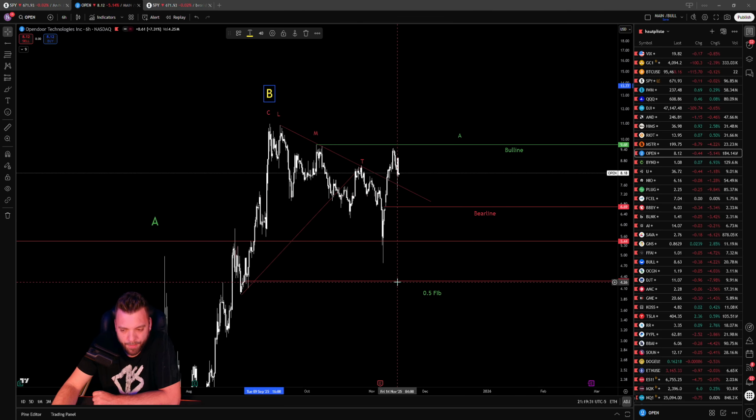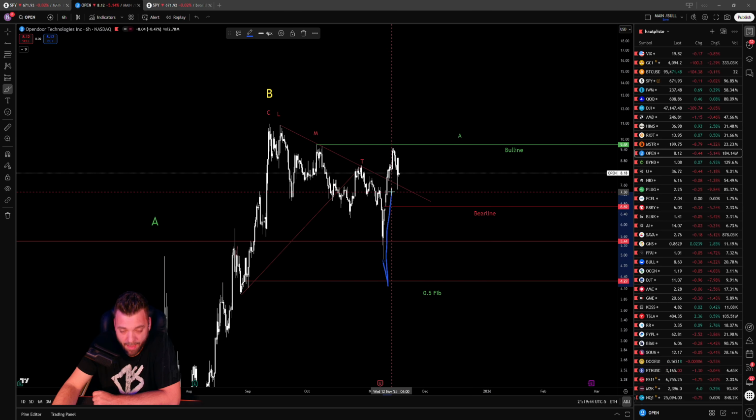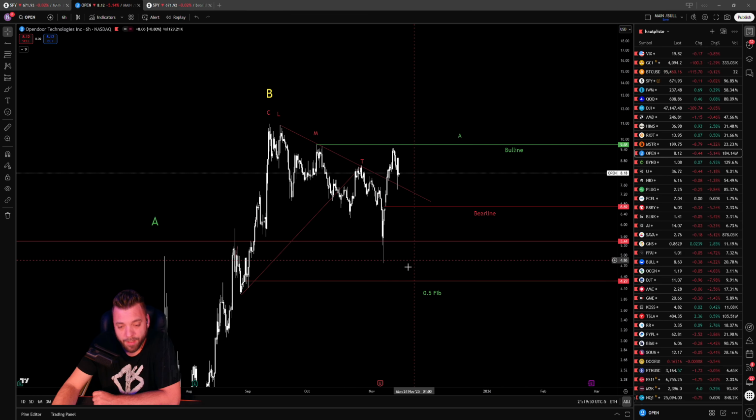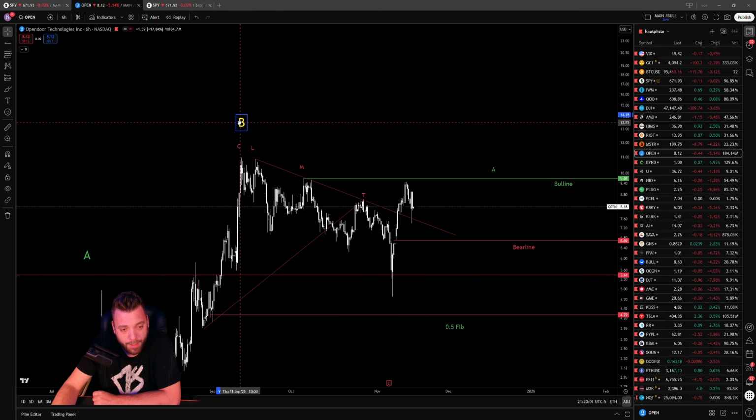My target was 425. We came slightly closer, but the reason, if it would have come down here and then bounced, I would be 99% for the bullish version. I wouldn't have a bearish one. My problem is we went close, but in my opinion, not close enough. But for the bullish version, this was your B peak.